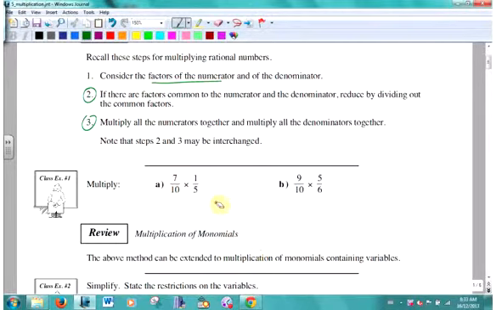Okay, so we don't need a common denominator when we multiply fractions. All we do is multiply straight across. We go 7 times 1 is 7. 10 times 5 is 50. And if you can reduce it, you want to reduce it. It doesn't say simplify, but we understand we should.